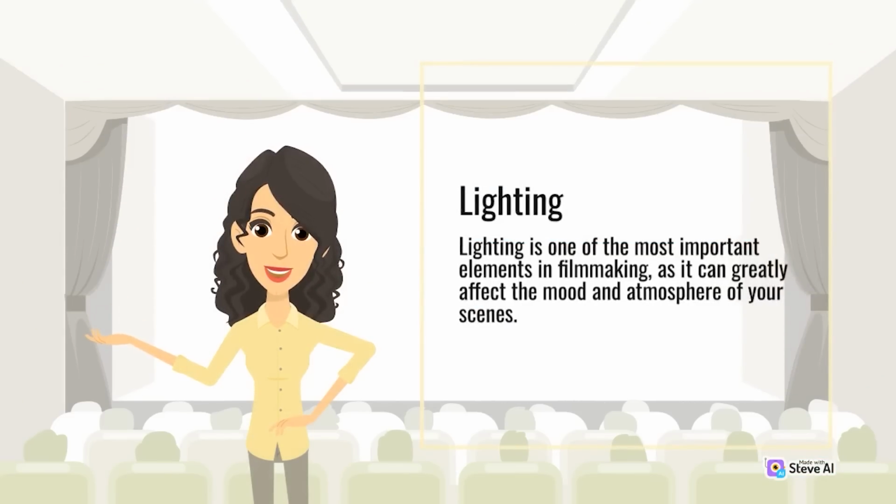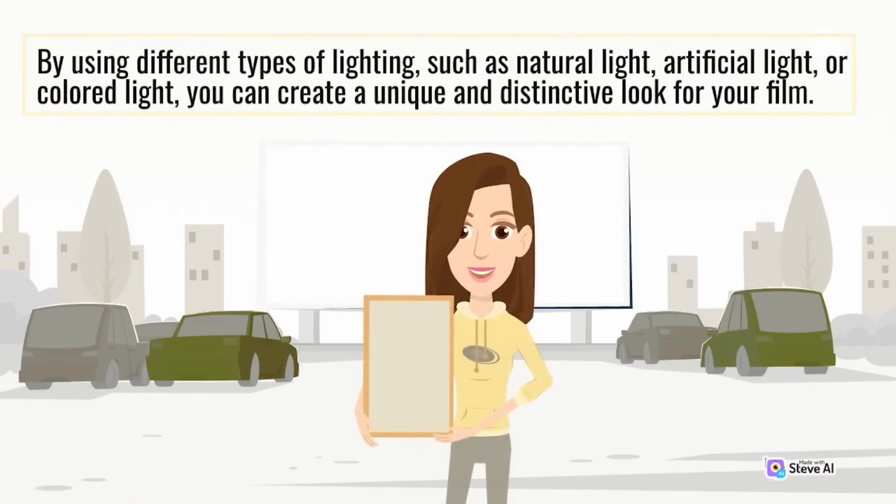Lighting. Lighting is one of the most important elements in filmmaking, as it can greatly affect the mood and atmosphere of your scenes. By using different types of lighting, such as natural light, artificial light, or colored light, you can create a unique and distinctive look for your film.